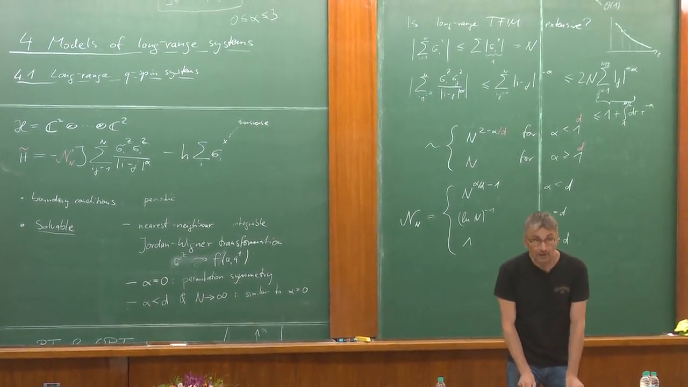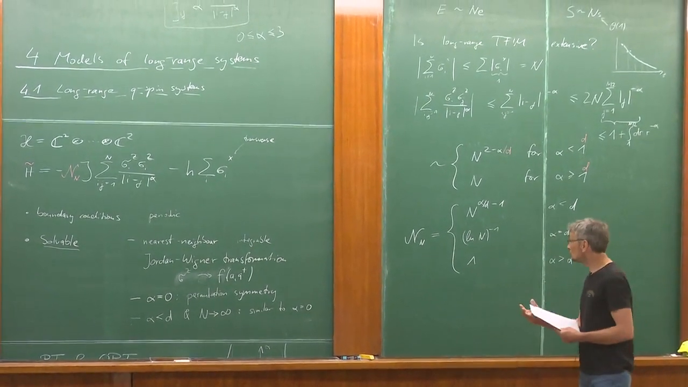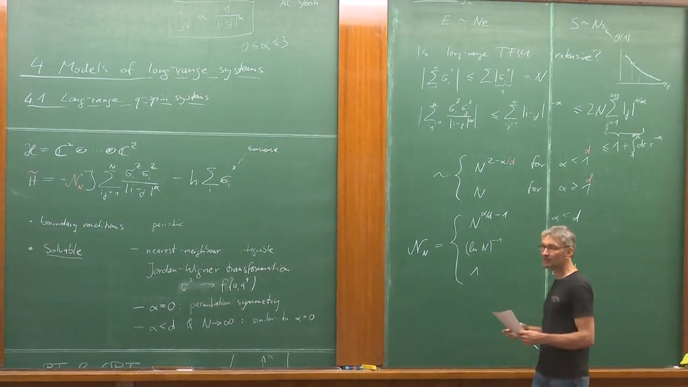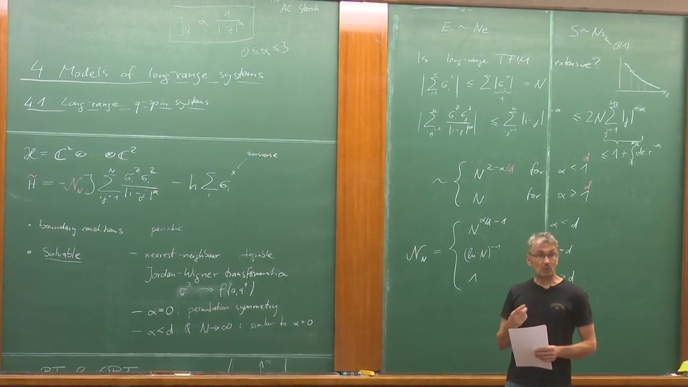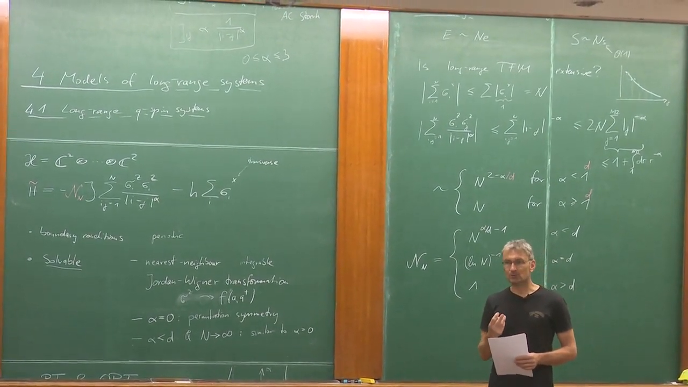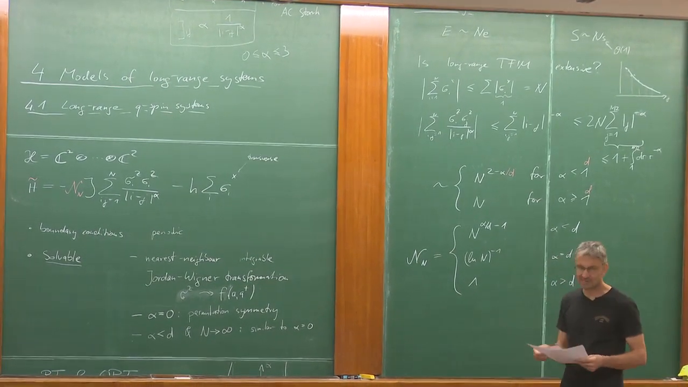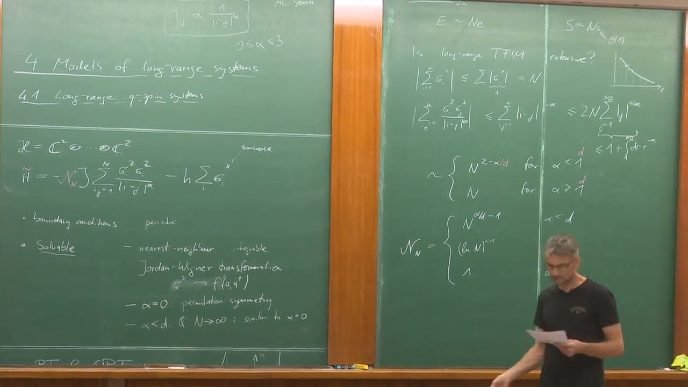Right, so now we know what we need to do to make the interactions extensive, and then I think two questions remain. Do we want to do it, and are we allowed to do it? And I think both are interesting questions.